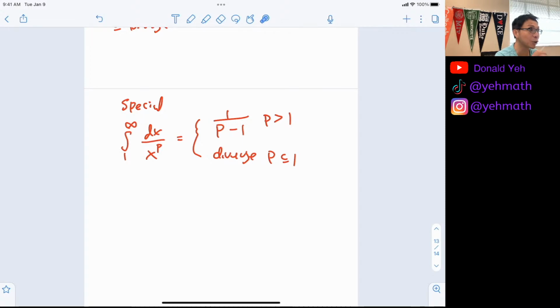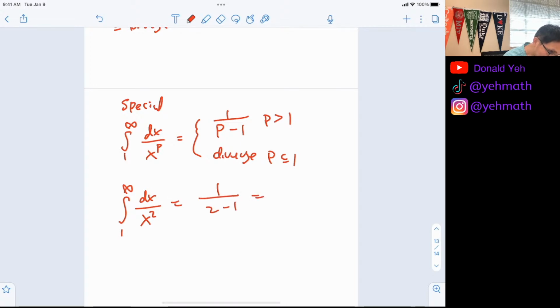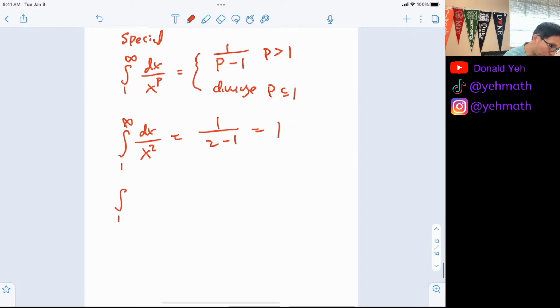But how does that converge into a value? Here's the thing. If you have the integral from 1 to infinity of dx over x squared, so p is 2, then all you have to do is 1/(2 minus 1). It's 1. And super easy, if it's 1 to infinity of dx over x to the 4, what will happen? It would be 1 over.